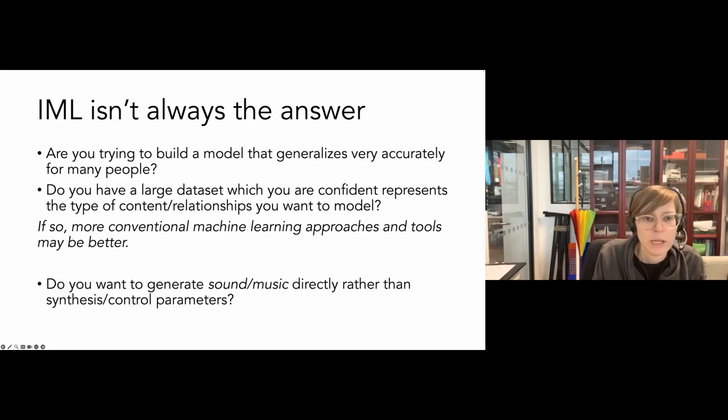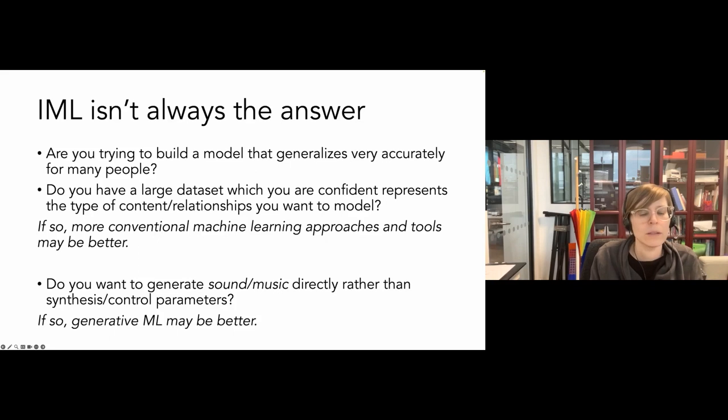Additionally, of course, sometimes we don't want to just generate synthesis parameters or musical control parameters. We might want to generate sound or music directly. And if that's the case, you want a model that outputs sound, well, use generative machine learning. Don't use supervised machine learning. Of course, as I showed in Gabriel Viglianzoni's piece, you can put those two things together and use something like Weckinator to control a generative model, and that can be really fun.